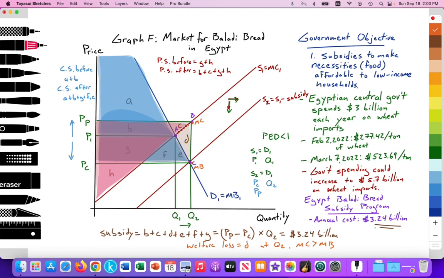And then I can go on to discuss how that subsidized amount could potentially increase because of the rising wheat prices from 277 per ton to 523 per ton. So that's going to be an excessive burden to the Egyptian government. More government spending could increase their public debt, if there's an existing public debt, their budget deficit spending, and so on. And it also creates opportunity costs. The additional $3 billion they're spending could have been used for other public services.